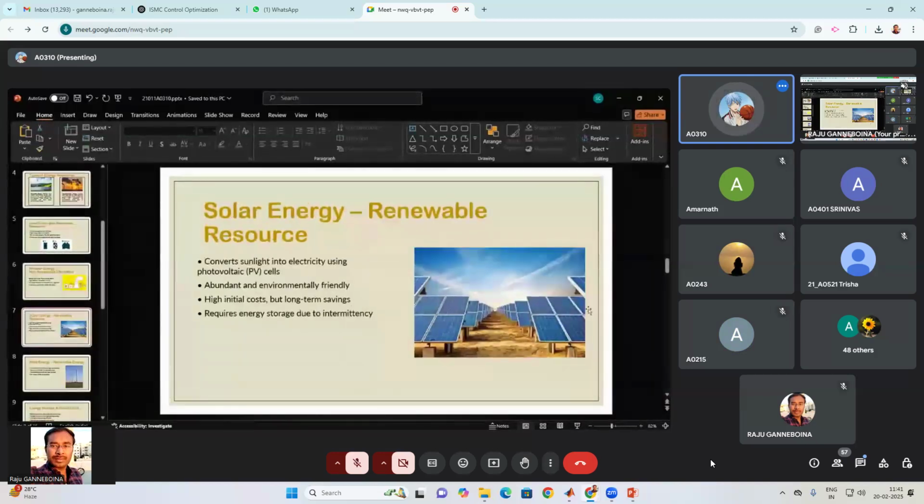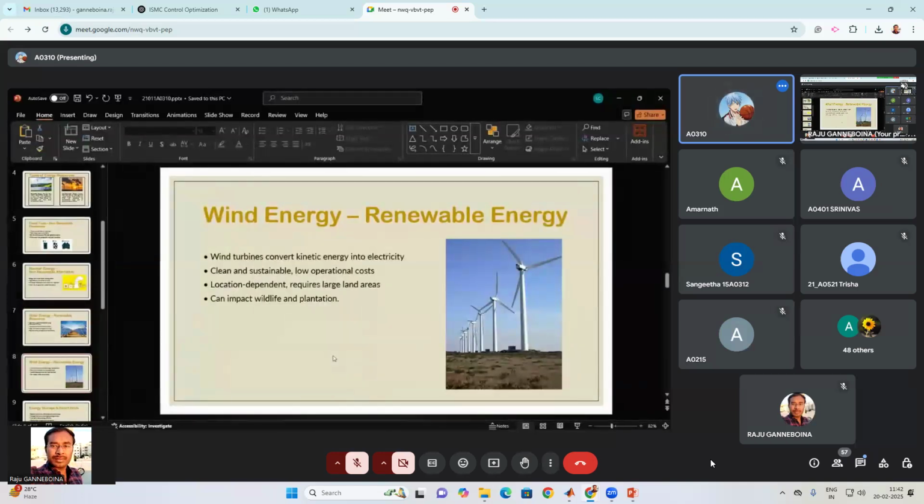Coming to the renewable resources, solar energy is one of the most famously used renewable energies. It uses photons from the sunlight, with photovoltaic cells. It converts the photons in the sunlight into electricity. It is environment friendly, and though it has high initial costs, in the long term it may bring economic savings also. The main challenge regarding this source of energy is the storage of the energy that's been produced.